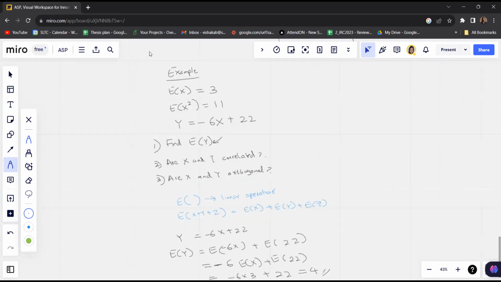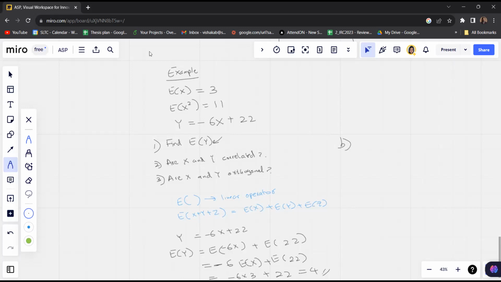So I will get into that, right? How did you get into the answer? How did you get that answer? Y equals minus 6x plus 22. The equation is linear, so I thought it's correlated. For it to be orthogonal, it's supposed to be in an equal or a canceling out situation. So that's how I got it.